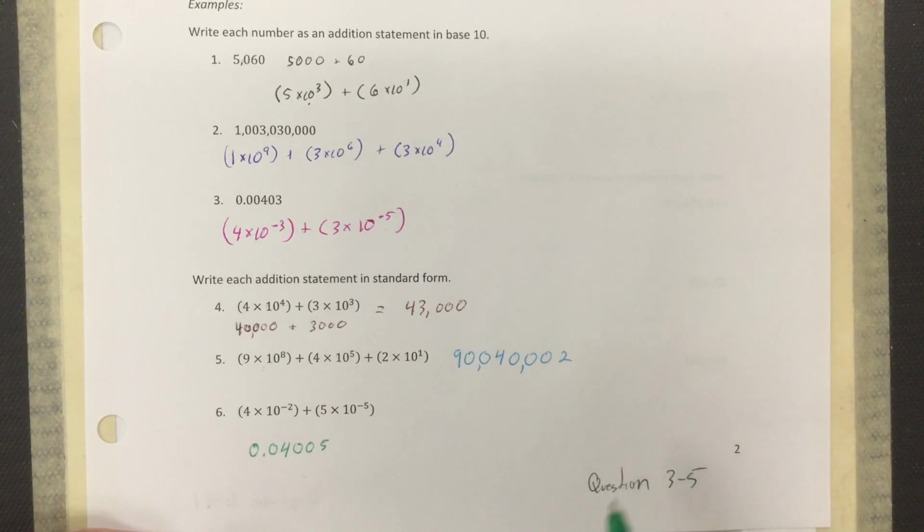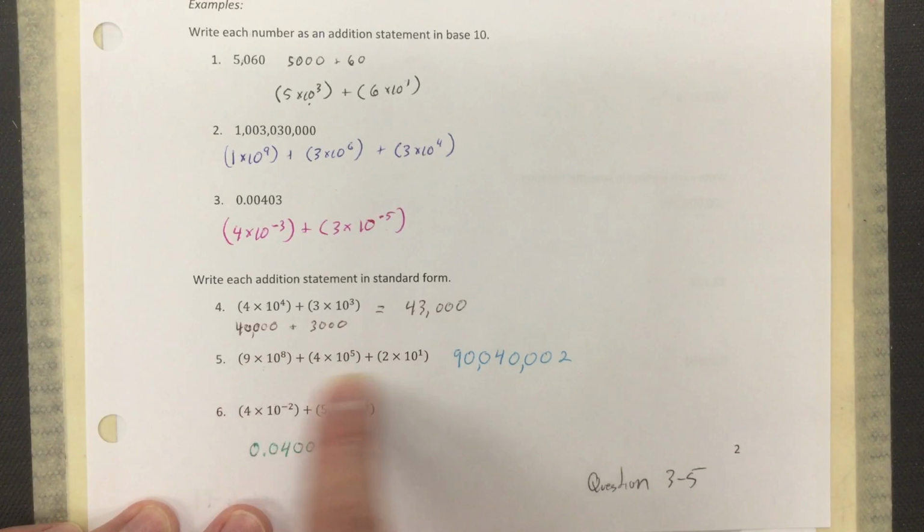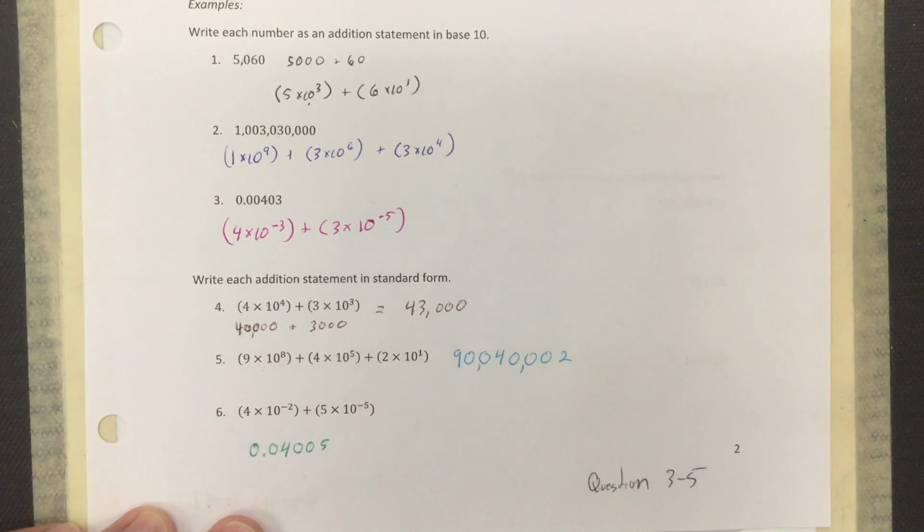Now, questions 3 to 5 are for you to continue on with. And if you haven't finished numbers 1 and 2 yet, make sure you get those done as well. Fill in those charts and get those 2 questions done. Then work on numbers 3 to 5, dealing with the base 10 system, and make sure that you're writing it out in expanded form like this or in standard form like this.